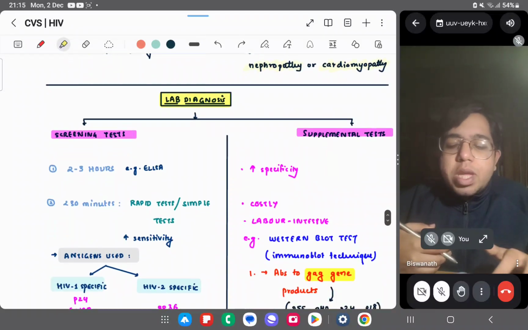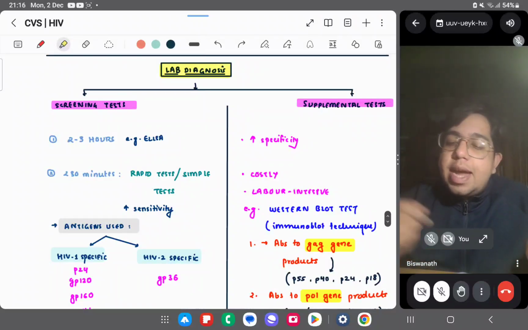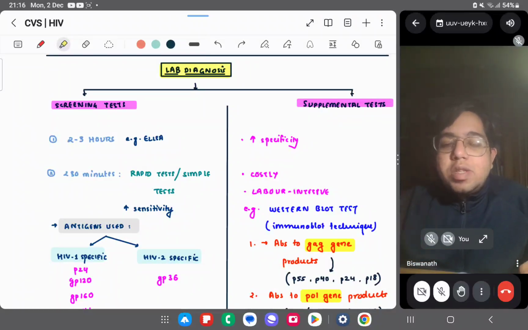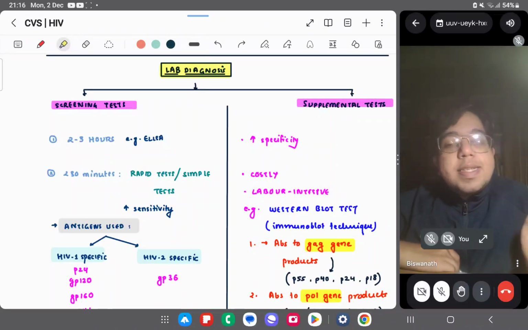Know this one. Lab diagnosis. Let's come to lab diagnosis. So we can have screening tests and supplemental tests. After lab diagnosis, we'll move to the treatment aspects, and then we wind up the session. So screening tests and supplemental tests.